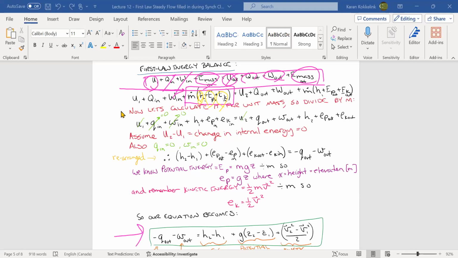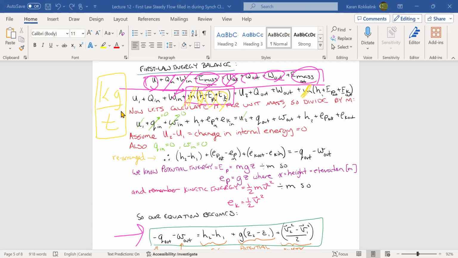But in this case of a turbine, there's the same number of kilograms over time going in as there are coming out. There's the same mass flow of kilograms per second, mass flow m dot, on each side. So the m dots are going to cancel out.